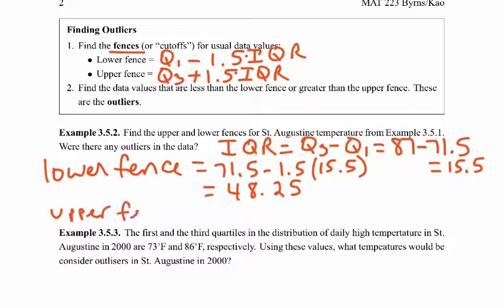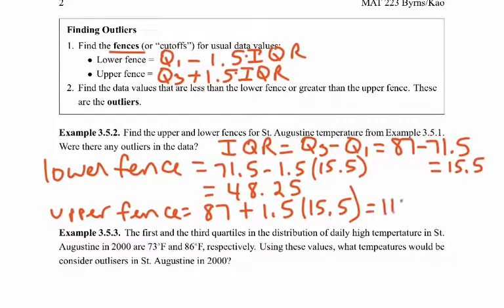All right, let's compute the upper fence for St. Augustine. So the upper fence is going to be Q3, which is 87, plus 1.5 times the same IQR, 15.5, that we already calculated. So 1.5 times 15.5, let's see, plus the 87. I'm getting an upper fence of 110.25.